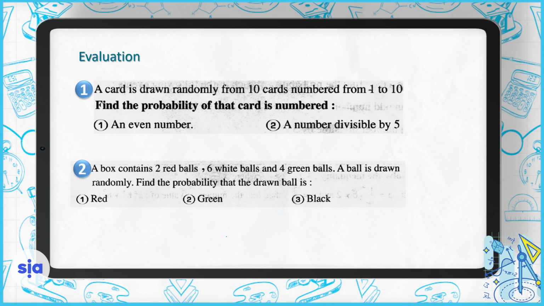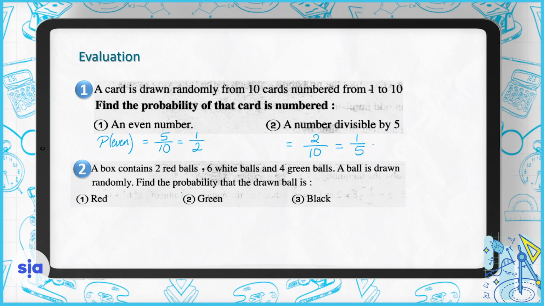Let's now go to the evaluation part. A card is drawn randomly from 10 cards numbered from 1 to 10. Find the probability that the card is numbered an even number. So, the probability of even, like what we did in the previous questions, we have 5 even numbers out of 10, which is half. The second one, what is the probability the number is divisible by 5? We have only 2 numbers divisible by 5, 5 and 10, right? So the probability here is 2 out of 10. If you simplify this fraction, it's 1 over 5.